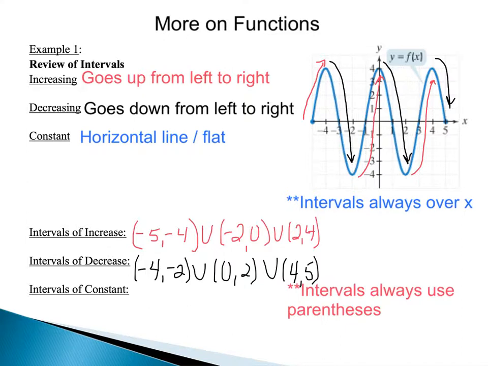Finally, we want to look at our intervals of constant. As I mentioned when we were reviewing what our intervals of constant meant, it would mean that if we had any flat lines or horizontal lines in our actual function. Since we don't have any, we can just say that there are no intervals of constant.